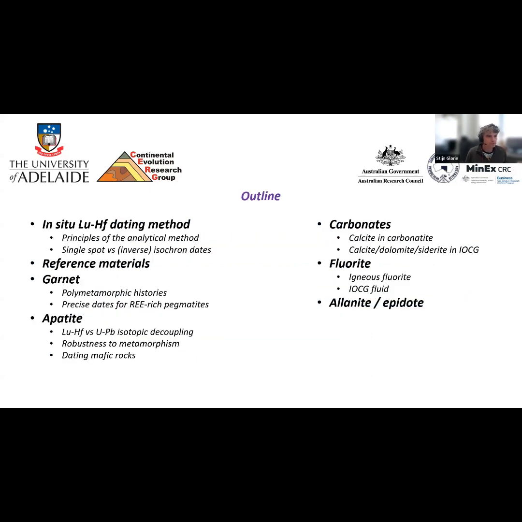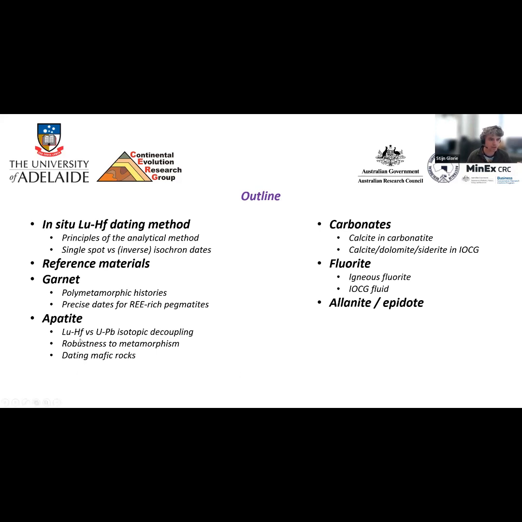Okay, quick outline of the talk. As I mentioned before, a bit about the methods, not too much in detail, but at least the main principles about how it all works. Also a bit about how we calculate dates using this beta decay system, and what kind of reference materials we use and how that works for calibration purposes. Then I'll go through a bunch of minerals that we developed with the methods, trying to illustrate what we can do with those minerals in this space. So garnet lutetium-hafnium dating, focusing particularly on application to date polymetamorphic histories.